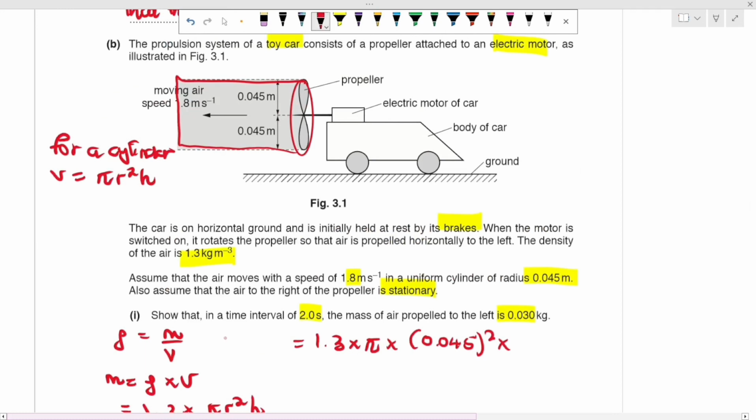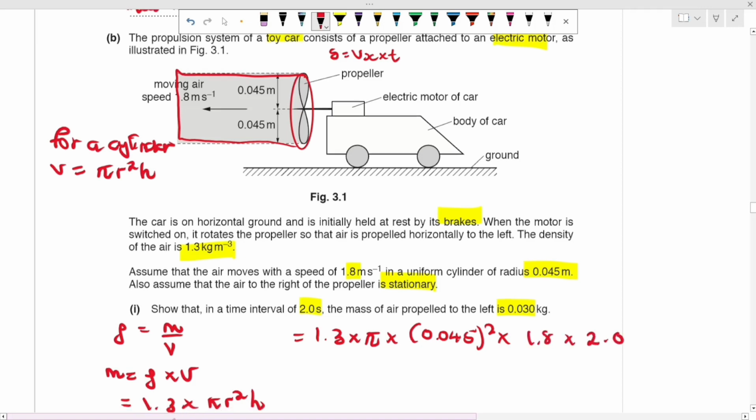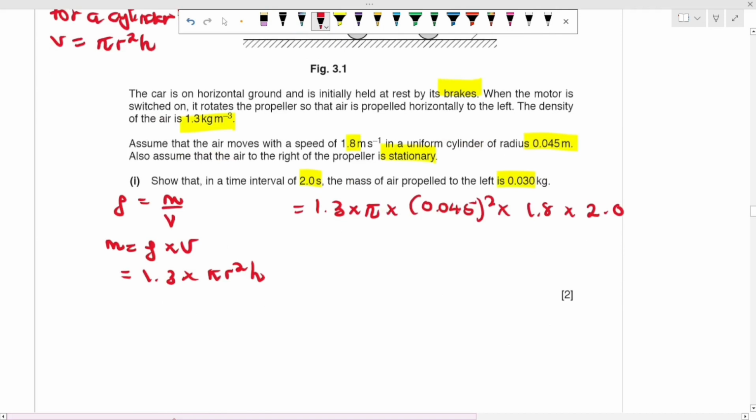You know that s will be equal to vx times t. The height of air that will be moved, if you're moving with a specific velocity over a specific period of time, is the distance you travel. So the distance will be equal to your velocity, which is 1.8, times your time, which is 2.0. So you take out your calculator, punch everything in, and what you get is simply 0.0229022, and that's 0.30 to 2 SF kg. Very important for you to be thinking of that.